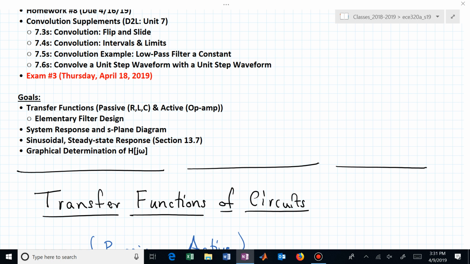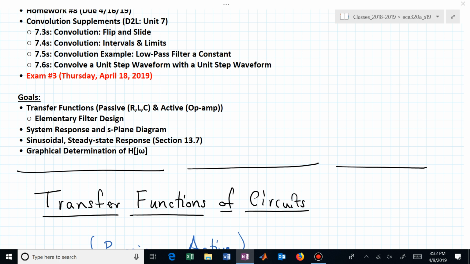is transfer functions and how you use them. We can motivate transfer functions by looking at a little bit of elementary filter design. How do we design a filter? We'll get more of that in Unit 10, but we can at least start to think about that now. Then we'll say, okay, now that we have these transfer functions, how do we use them?